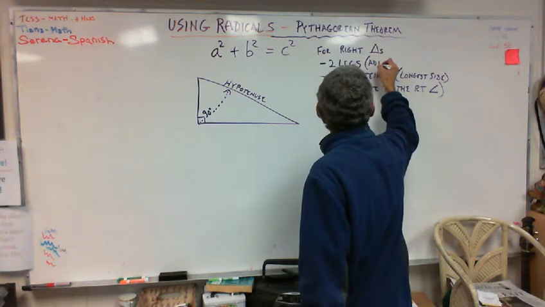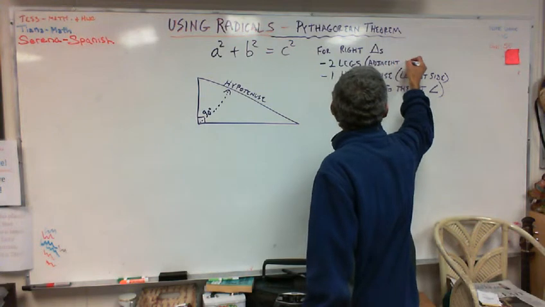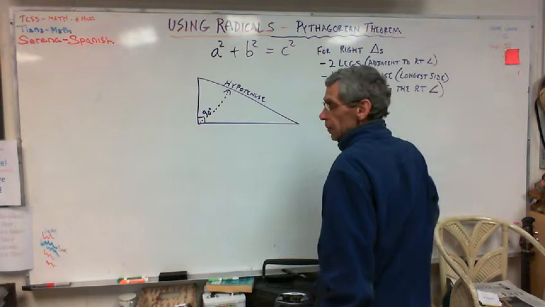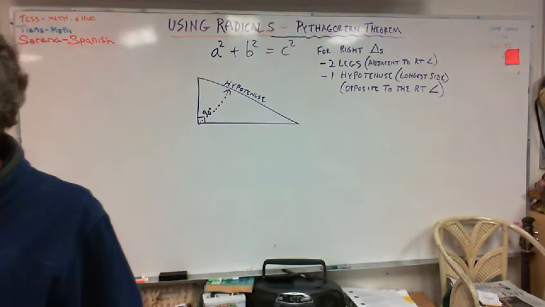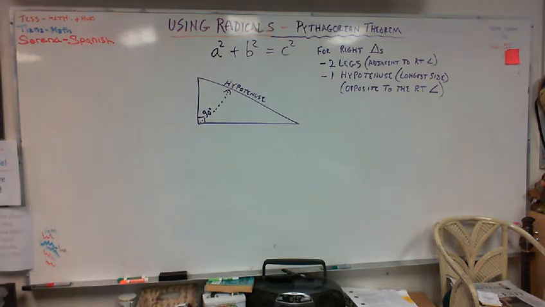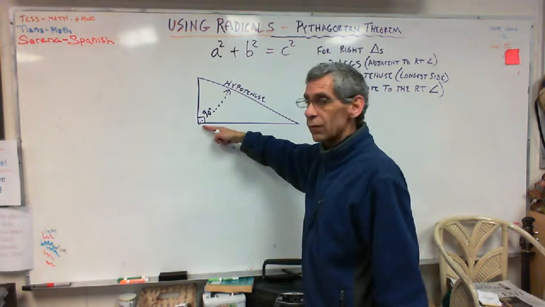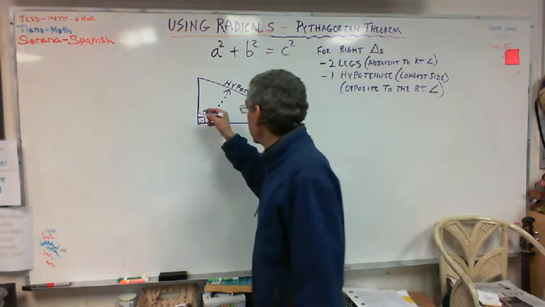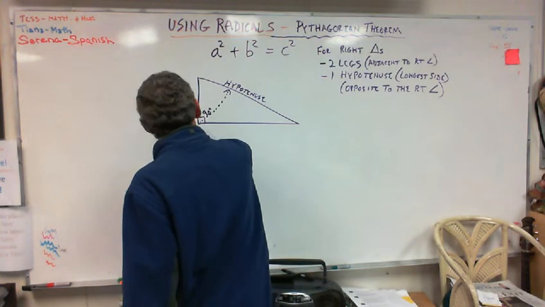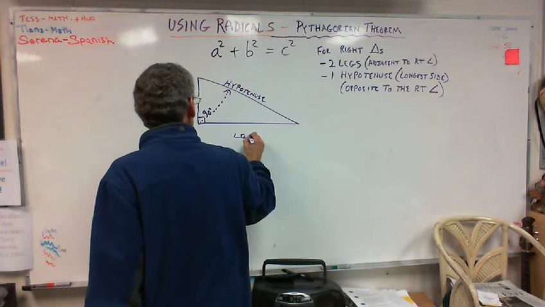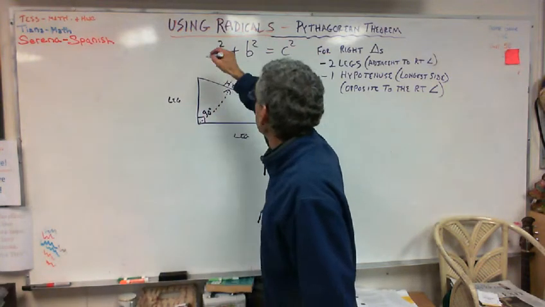Do you know what adjacent means? Adjacent, like Elizabeth is adjacent to Sal. Sal is adjacent to Tiana. Tiana is adjacent to Emma. Adjacent means right next to. So the legs are always adjacent to the right angle. So if you ever want to know what the legs are, this is a leg, and this is a leg. Okay. Now we're going to get to our theorem.